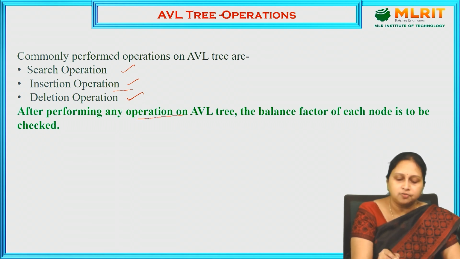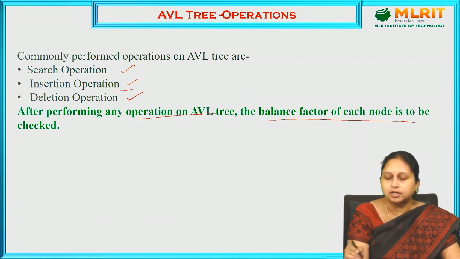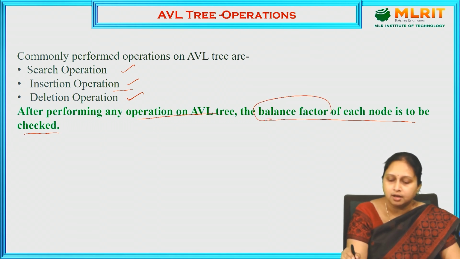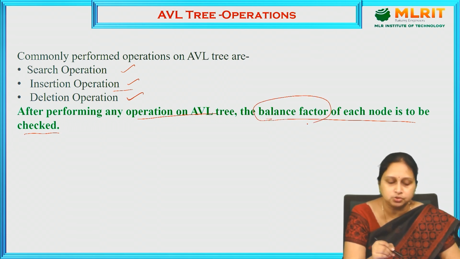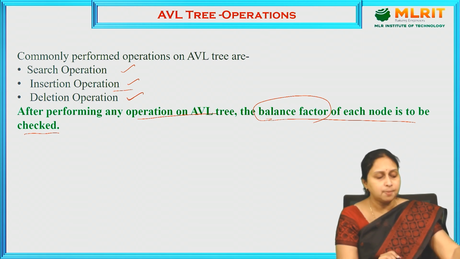After performing any of the rotations on an AVL tree, the balance factor of every node must be checked. This has to be mandatorily done. After doing any of these operations, you have to do this. Balance factor has to be checked for each and every node.